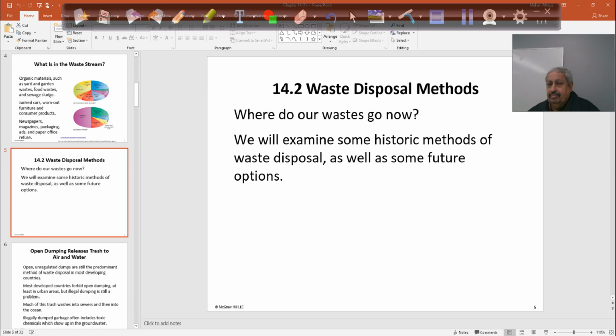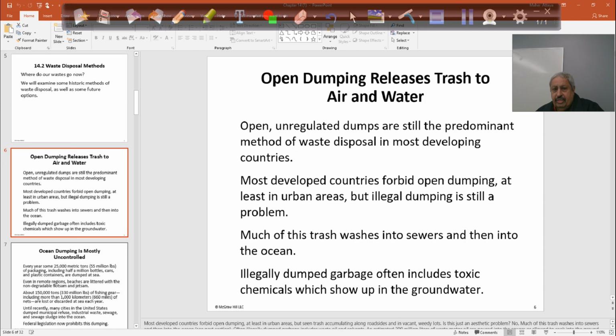Waste disposal methods. Where does our waste go now? We'll see in these PowerPoint slides that most of the waste is manageable through landfills, and some waste we cannot really do anything about. We have to put in a special category, that's not in the slide, something like nuclear waste. What do you do with nuclear waste? You can't dump it anywhere, you can't burn it, you can't do anything.